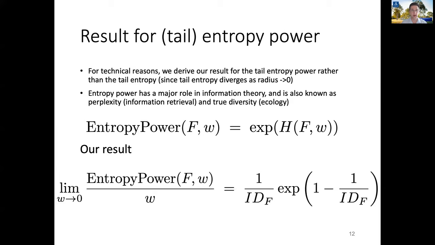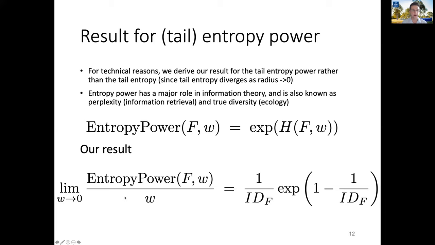Our result: how do we relate LID and entropy? Well, for technical reasons, we actually look at the exponential of the entropy rather than the entropy itself. This is called entropy power. It's not something we made up, it actually plays quite a key role in information theory. It goes under other names, such as perplexity in information retrieval, and ecologists use it and call it true diversity. So we look at this measure called the entropy power, which is just the exponential of the entropy.